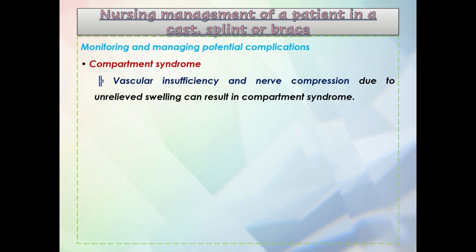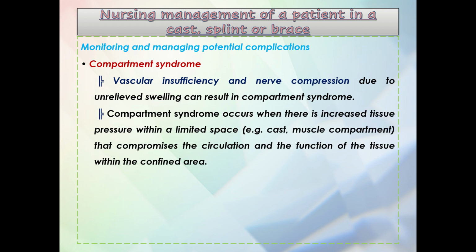So let us first discuss compartment syndrome as one of the complications. So pag sinabing compartment syndrome, vascular insufficiency and nerve compression due to unrelieved swelling can result in this problem. So again, vascular insufficiency at saka nako-compress yung nerve. Pag sinabing vascular insufficiency, hindi maganda yung circulation or flow of blood doon sa affected body part. So compartment syndrome occurs when there is increased tissue pressure within a limited space. So nag-i-increase yung pressure kasi nga limited pa yung space.